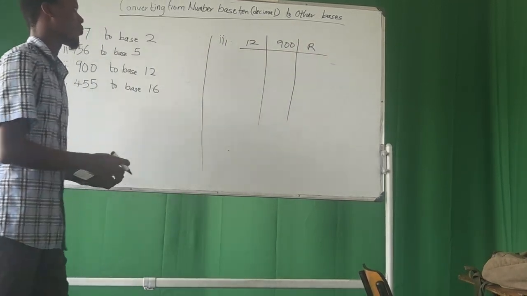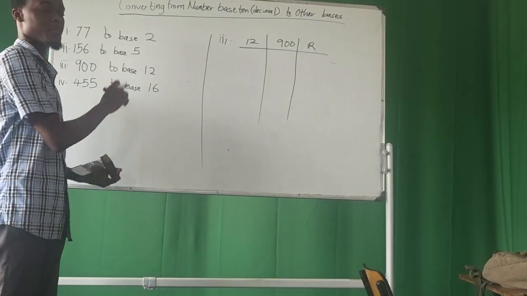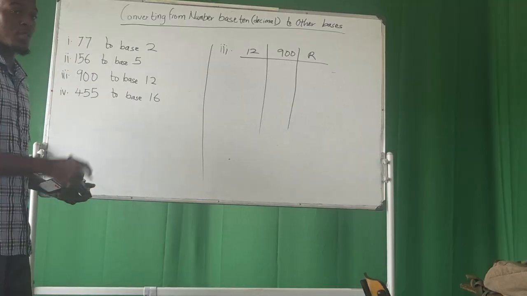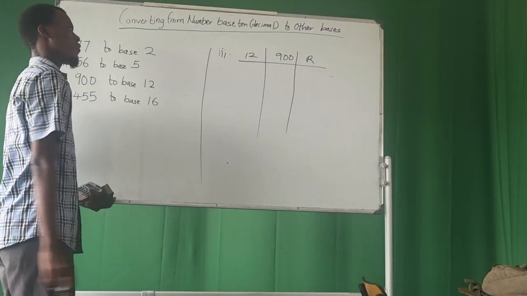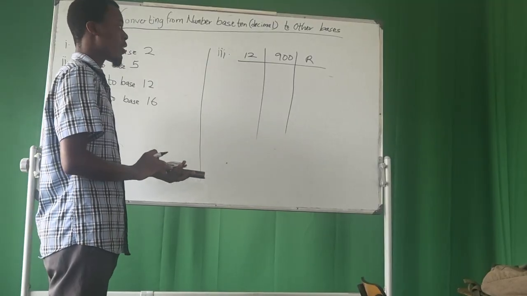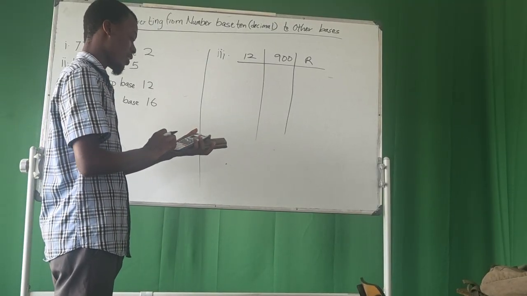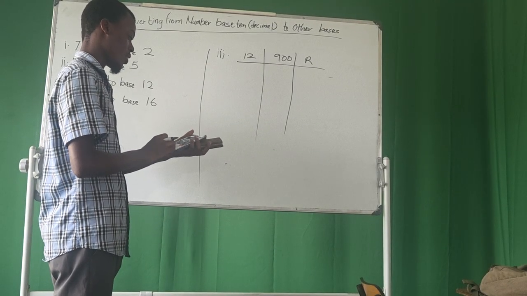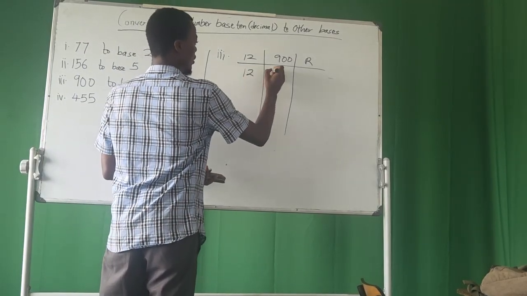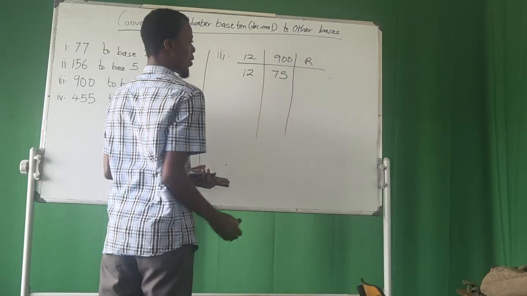Reminder. Okay, guys, before we start, this is very easy. It's not something that should stress you out. That's what I wanted us to do together. So now the first one: 900 divided by 12. 900 divided by 12 is 75. So now we have 12 times 75, remainder 0.